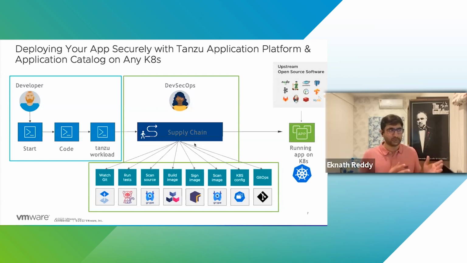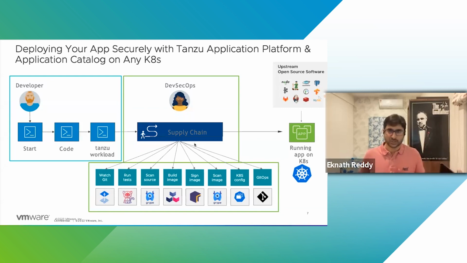All we should do as developers is deploy the source code and commit it to some Git repository. And DevSecOps or DevOps teams can point the source code to the supply chain. And the source code goes through multiple stages, right? Tests, scans, builds, signs, and so on.